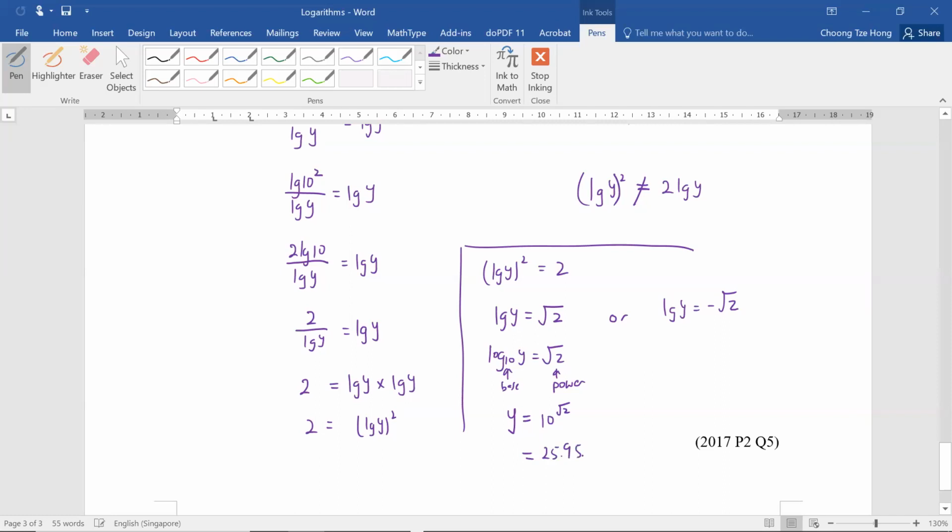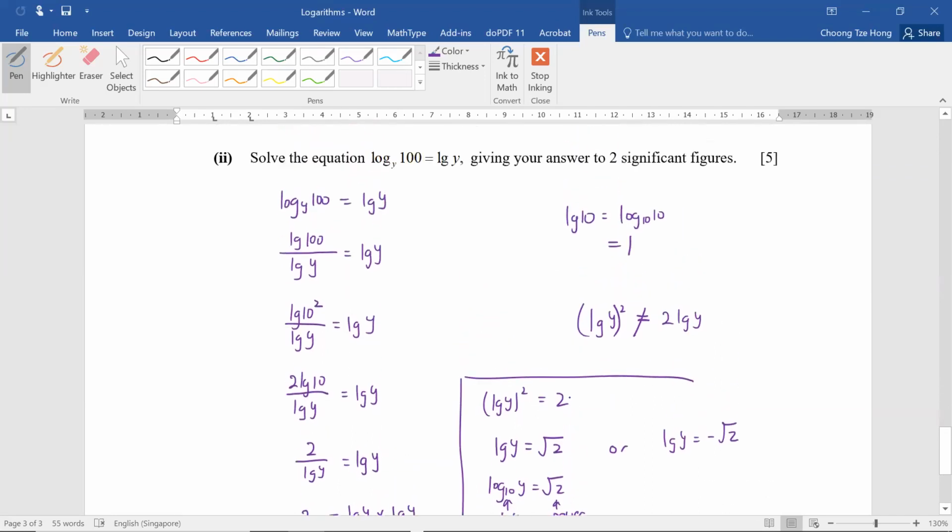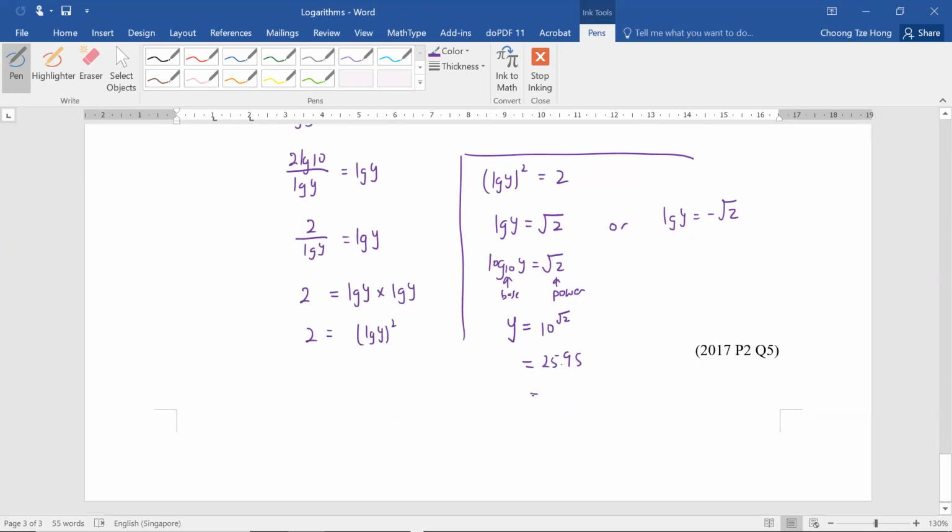25.95. They want the answer to 2 sig fig, if you recall over here, so to 2 sig fig will just be 26. Same thing for here: log base 10 of y equals negative root 2. There is a solution for this. Log can have a negative answer. When you log something, it's possible to get negative, so don't go and reject it. So you'll get 0.0385, so you will have 0.039 to 2 sig fig.